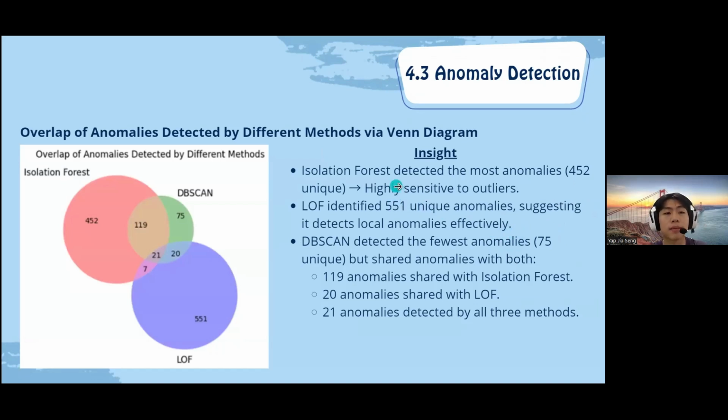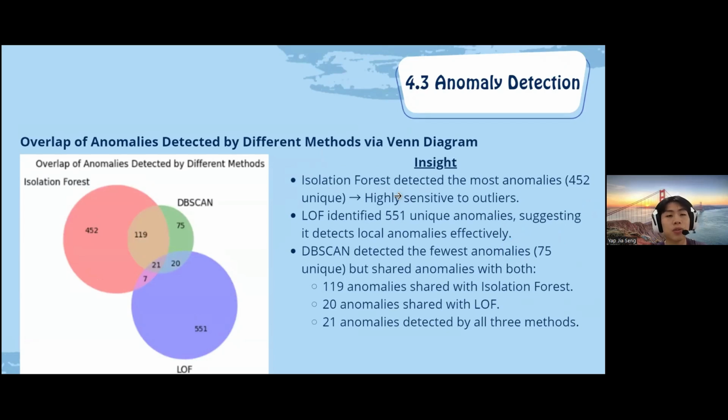From the result, we can get some insight. Isolation Forest detected 452 unique anomalies, making it highly sensitive to outliers. LOF found 551 unique anomalies, focused on local anomalies based on the neighbor relationship. DBSCAN identified only 75 unique anomalies, but it had significant overlap with other methods: 119 anomalies shared with Isolation Forest, 20 anomalies shared with LOF, and 21 anomalies detected by all 3 methods.